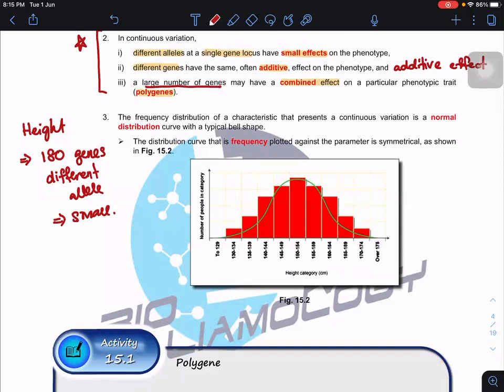I mean, unlike what determines blood group difference. Why do we say blood group different? Because blood group, you can see that it gives us a direct effect. If you have IA, IO, definitely blood group A. So it means that it will give us the overall effect. But in this case, 180 genes interact together with different alleles. They give us a small effect, and this small effect is an additive effect.